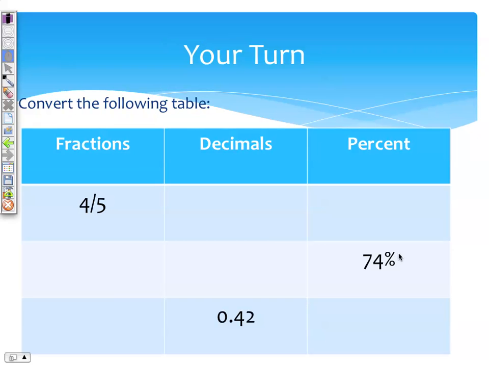For the second row, you have 74%. You're going to convert this to a decimal by moving it 2 places to the left, and then you need to convert that decimal to a fraction. Finally, take the decimal of 42 hundredths, write that as a fraction, make sure to reduce, and also move your decimal 2 places to the right to make the percent. We'll check this tomorrow in class.